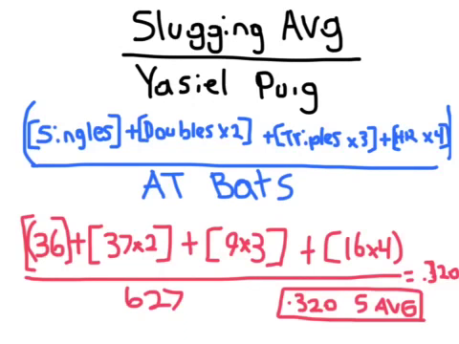So in this case, Puig had 36 singles, then you add it to his 37 doubles, and then you multiply that by 2, plus 9 triples, multiply that by 3, plus his 16 home runs, and you multiply that by 4, and then you divide it by his total amount of at-bats, which was 627, which equals a .320 slugging average.